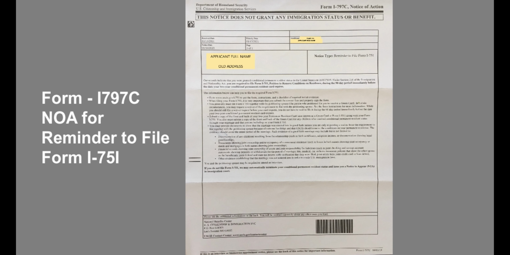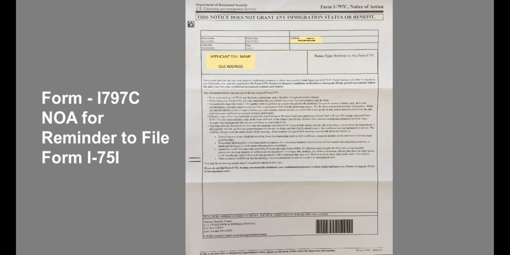Okay guys, so this is the Form I-797C Notice of Action I received as a reminder to file the Form I-751. This one has the receipt date and the notice date, the applicant name and the alien number, the full name of the applicant, and the current address. I received this, I think, in the last week of January. I'm about to start my 90-day period on February 9, 2021.